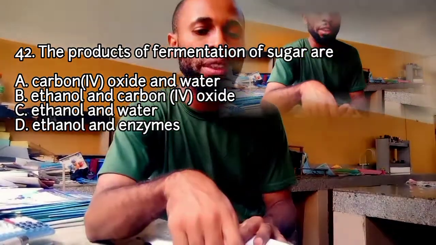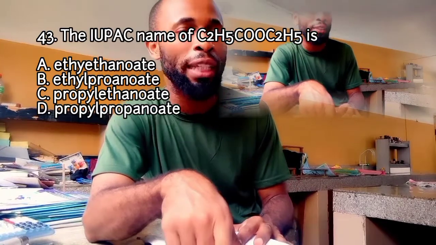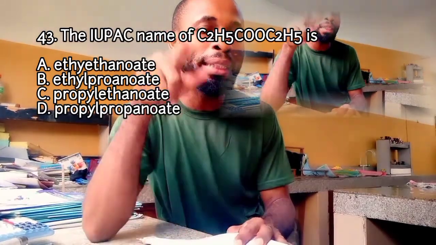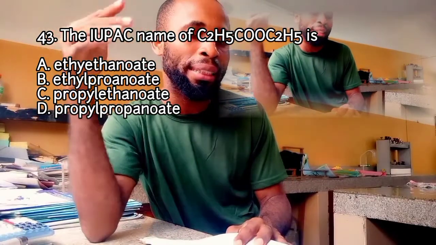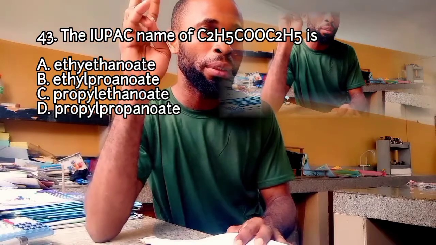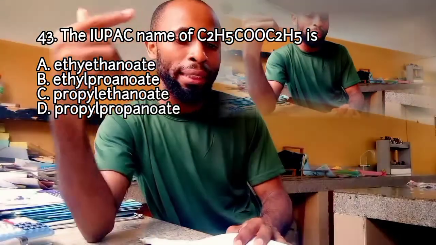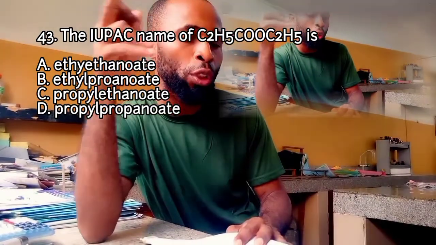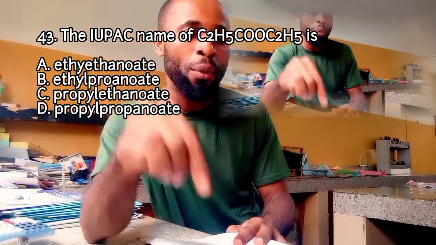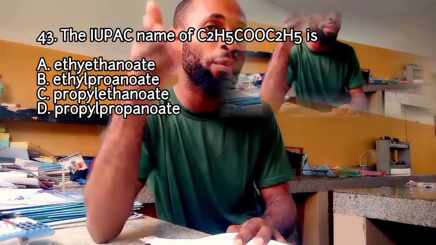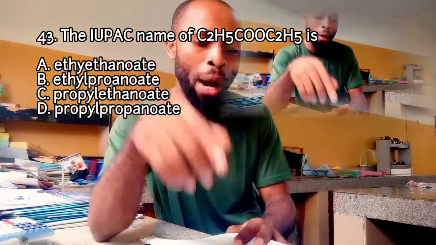The IUPAC name of C2H5COOC2H5 is ethylpropanoate. The reason being that the C2H5 at the end is a derivative, therefore we call it ethyl. C is methyl, C2 is ethyl, therefore that is ethyl. Now we have C2 and another C going to the O, that is 3C there. We have it as propanoate because that is the root of this compound.